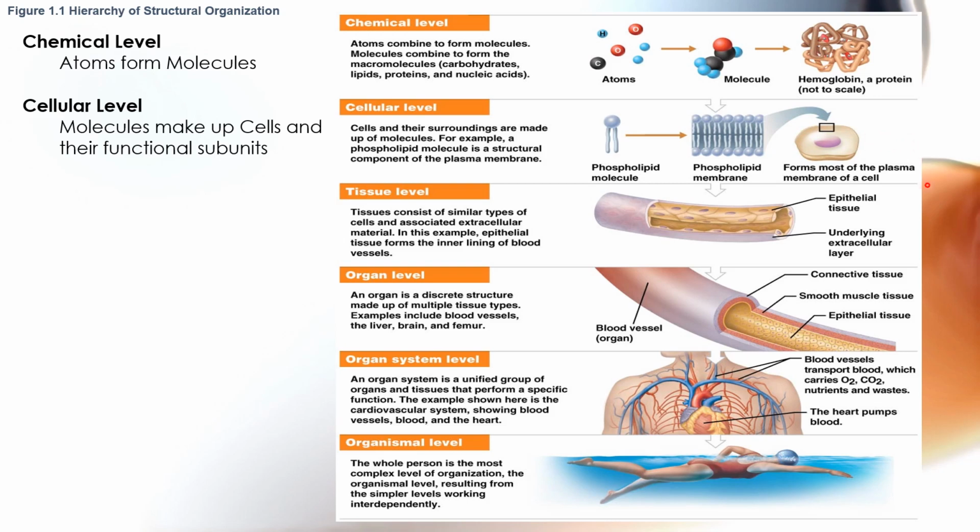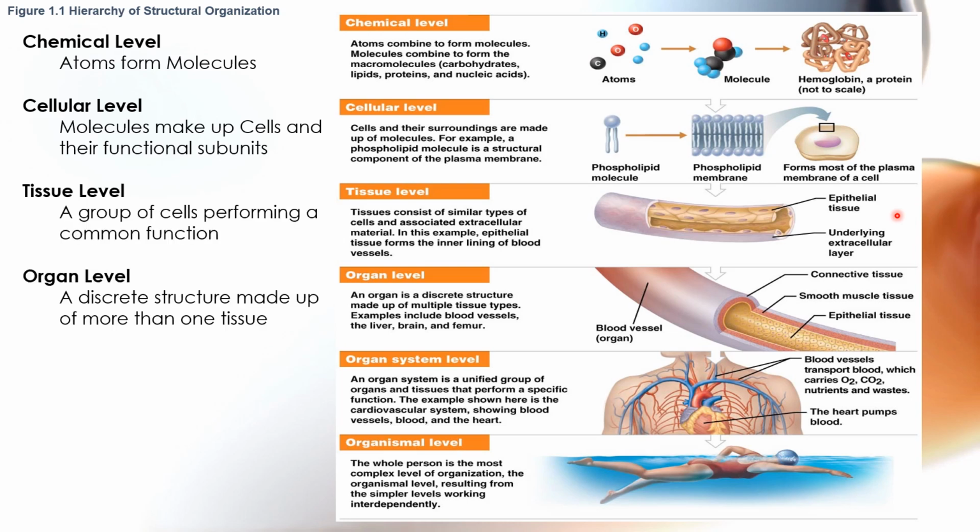And then you get the tissue level. Then you bring in cells that have similar function, okay? All these groups of cells that are doing the same thing are going to make up a tissue. Okay, so here is our epithelial tissue. We'll talk all about epithelial tissue in our next lecture. This will come together to make the wall of a blood vessel.